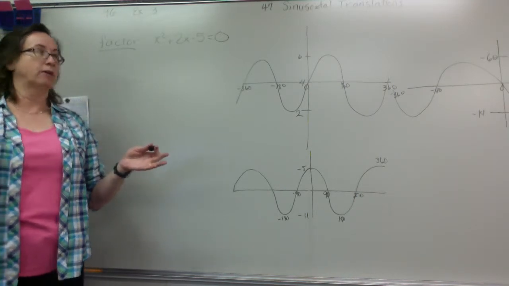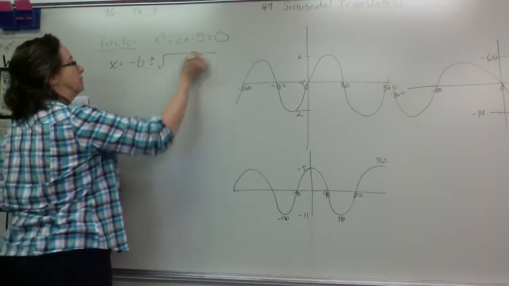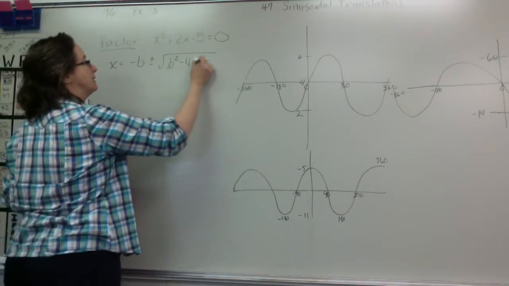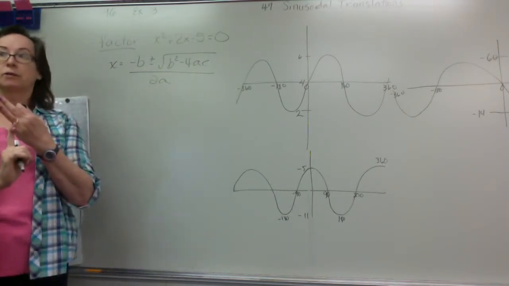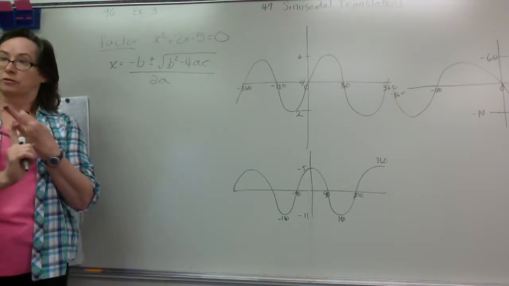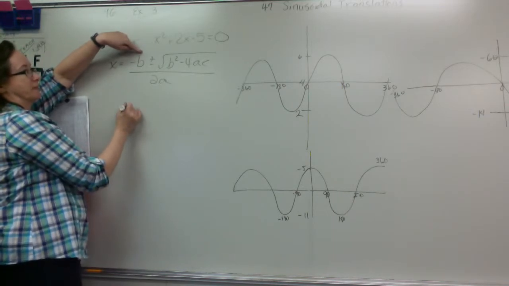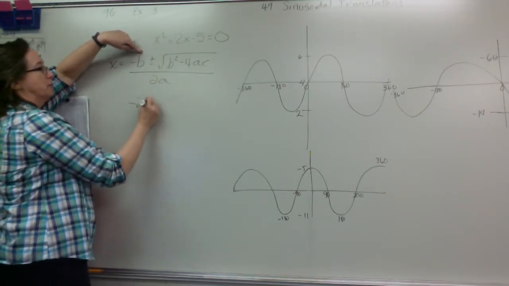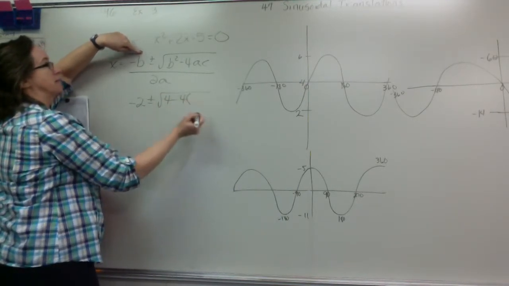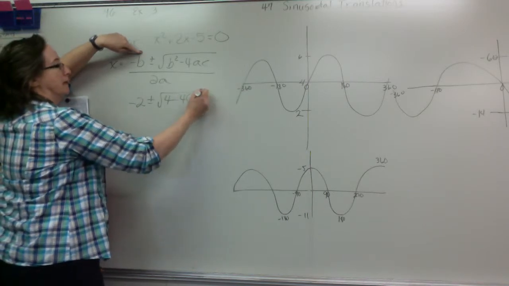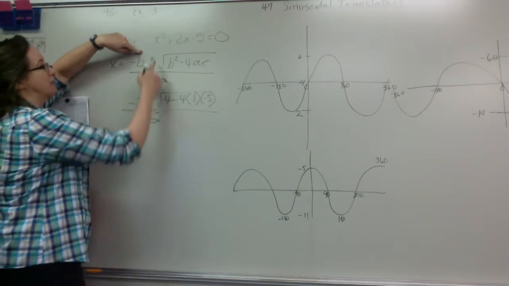Quadratic formula, okay, which is x is equal to negative b plus or minus the square root of b squared minus 4ac all over 2a to find the roots, and then we're going to have to go back and build the factors, right? So here we go. Negative b is what? 2. Okay, so negative 2 plus or minus the square root of 4 minus 4 times 1 times negative 5, over 2a. And that 2a is going to be just 2.